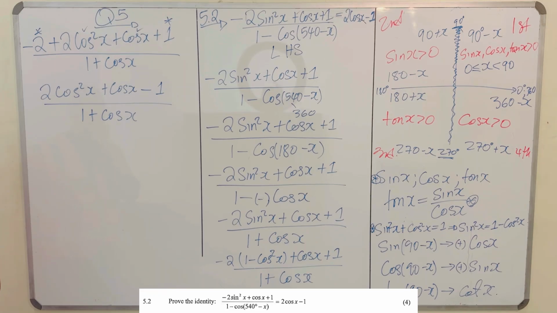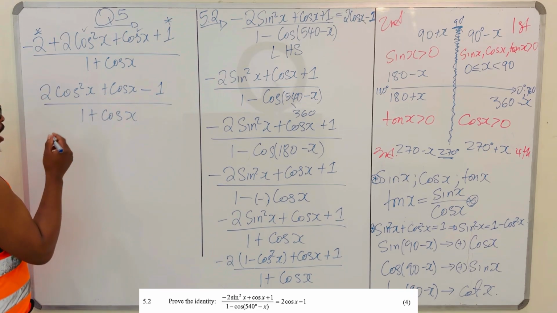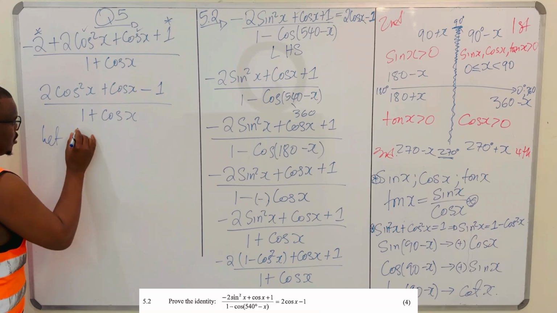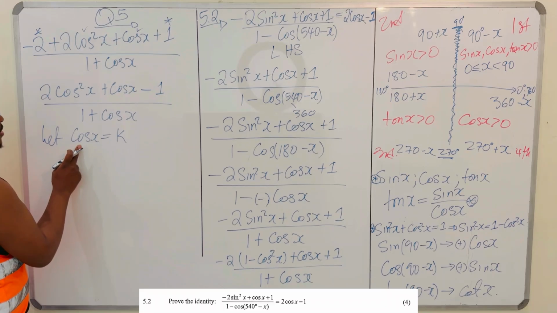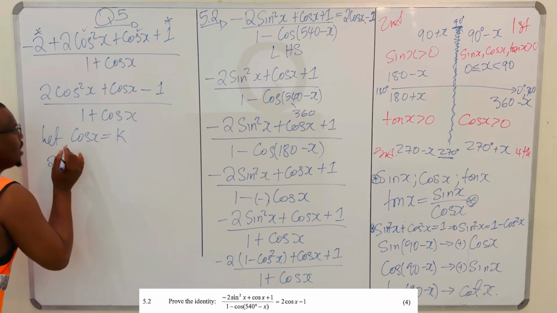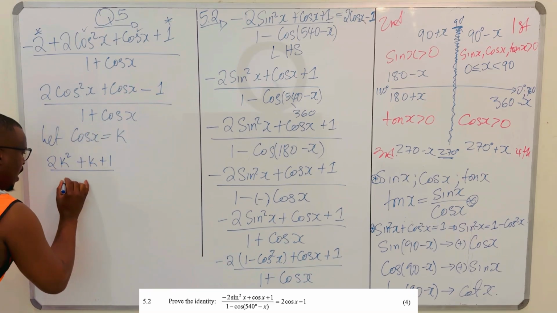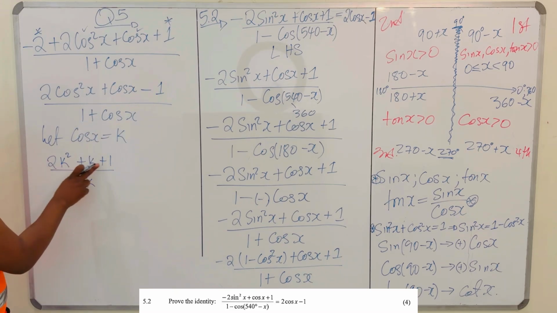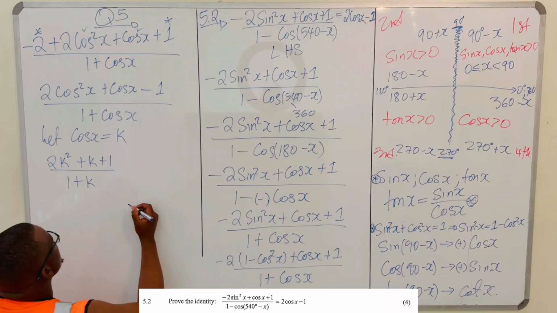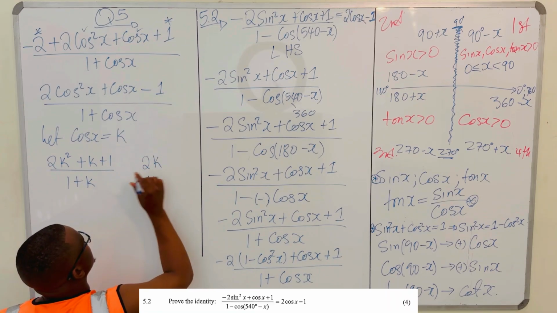Right? No problem. So what do we do from here? We say, okay, we can try to factorize the top there. I'll try to make it easy and say let cos x equal to k. So what we have here is 2k squared plus k plus 1, all over 1 plus k. This is what we have at the bottom. Then we try to factorize the top. The factors of this are 2k and k, and then we have 1 and 1.